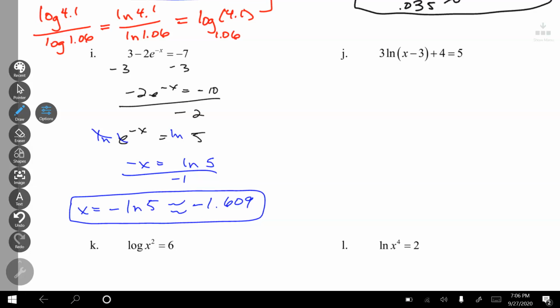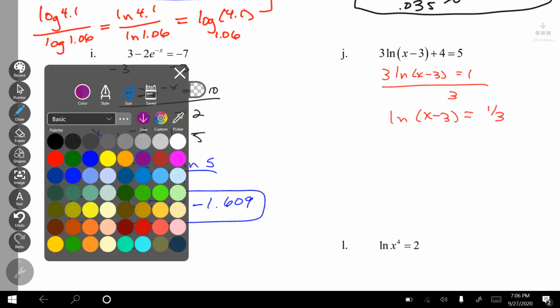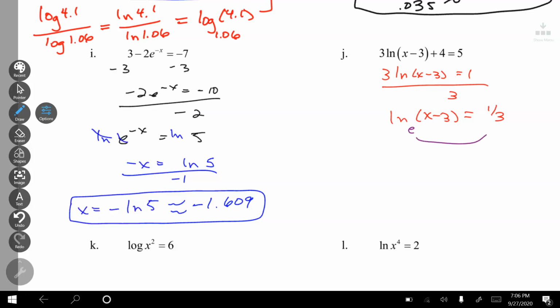that decimal. Need to isolate by subtracting the 4. Need to get rid of the 3. It's okay, just leave it as a fraction. The base on ln is e, so I'm going to curl it. e to the 1/3 is equal to x minus 3. So I bring the 3 over, and I get e to the 1/3 plus 3, which is about this number when I put this into the calculator.